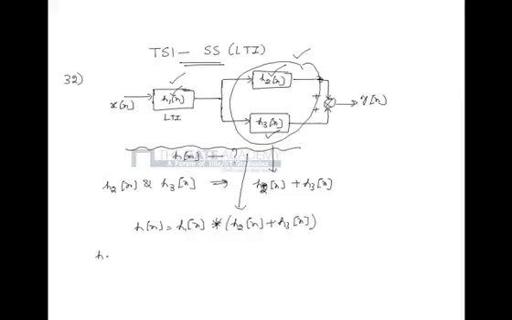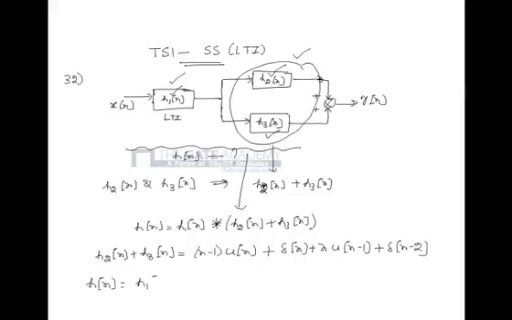So from the given impulse responses, h2 of n plus h3 of n is equal to n minus 1 into u of n plus delta of n plus n into u of n minus 1 plus delta of n minus 2, and the overall response h of n is equal to h1 of n convolved with h2 of n plus h3 of n.